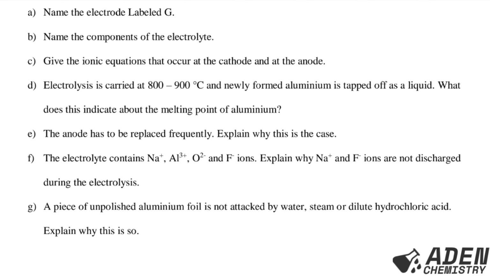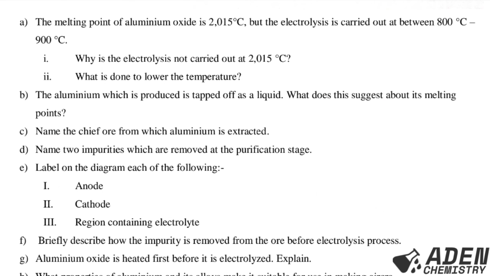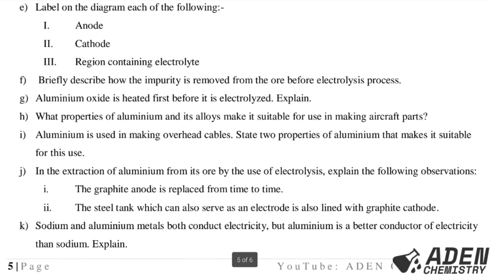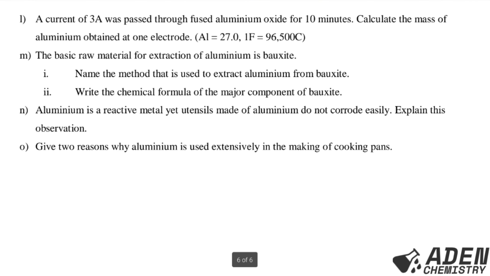We'll go to question number 2. In question number 2, we are told the diagram below represents the second stage in the extraction of aluminum. This is from part A to part G. Then we proceed. We can have again E up to K. Okay, we proceed to the last part, from part L up to O.